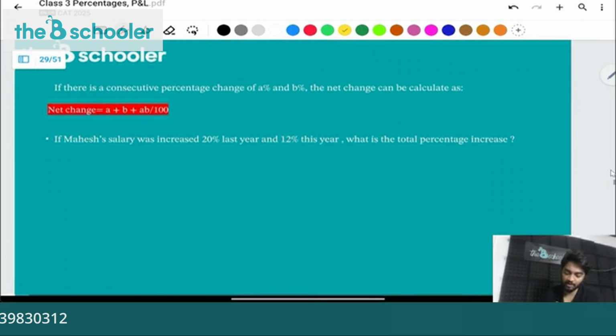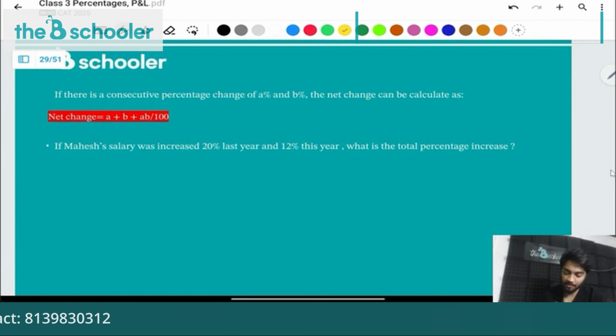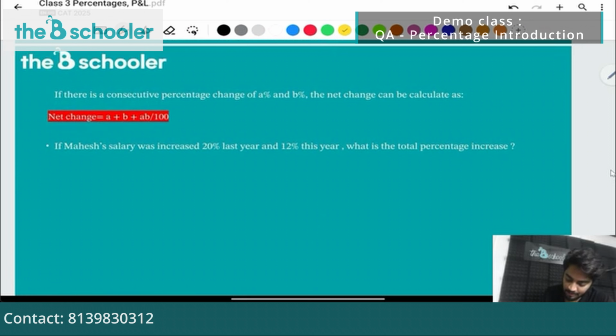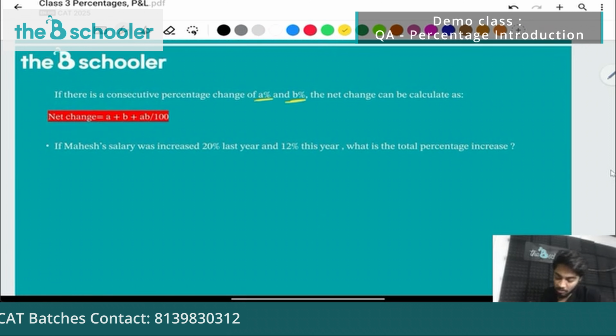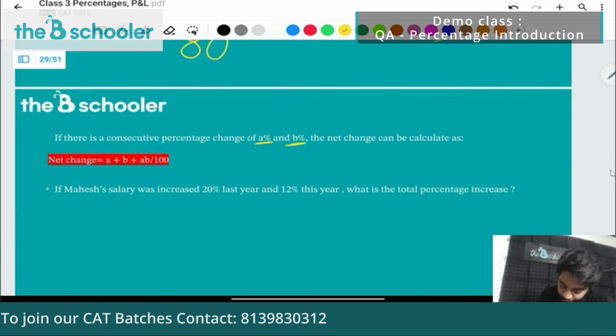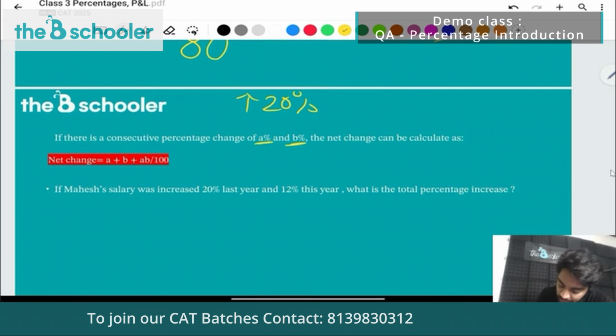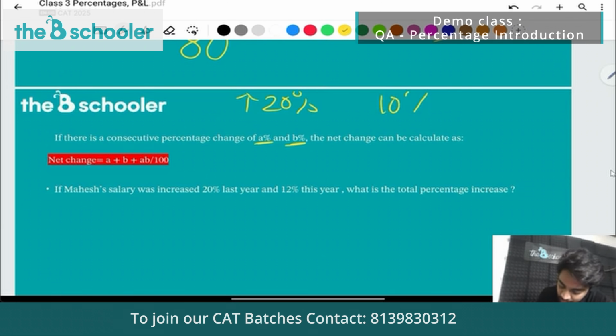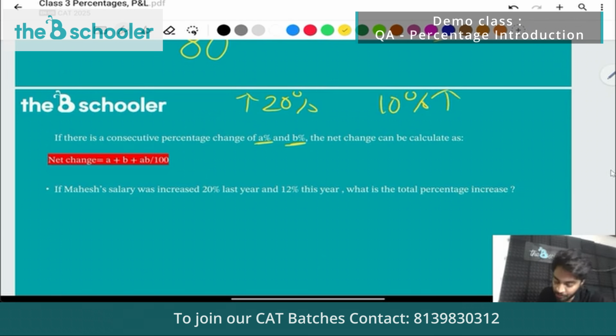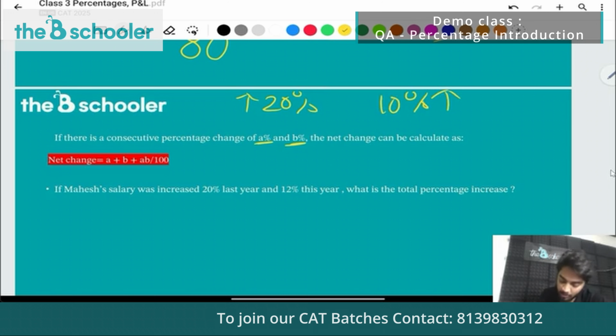Let's go to another concept. So if there is a consecutive percentage change, that is A percentage and B percentage, then the net change is, okay, let's do this in our usual way. If I increase something by 20 percentage and then increase by 10 percentage, let's do it and see.